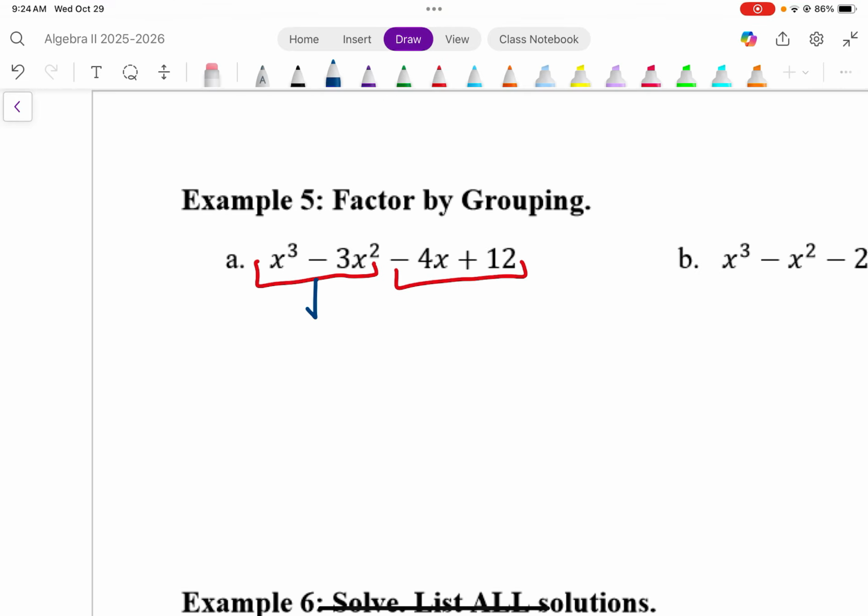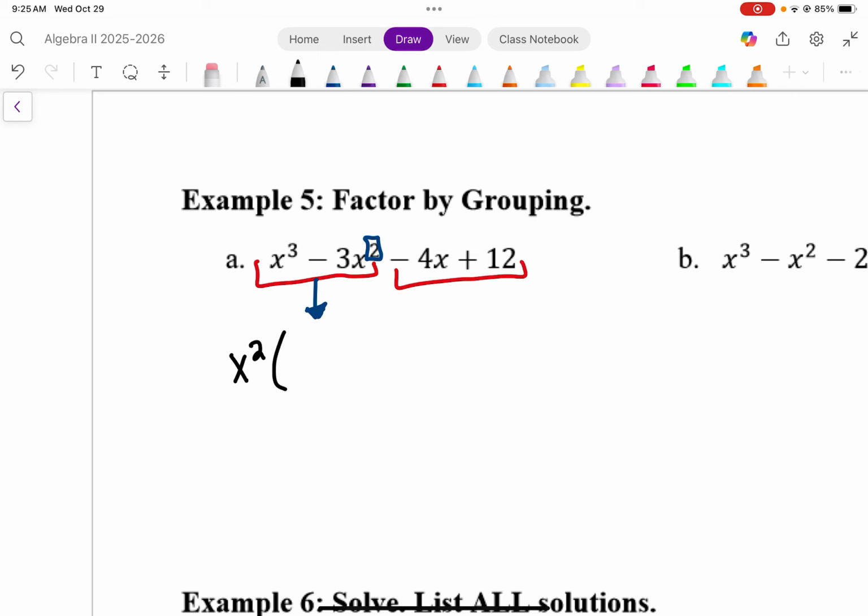So our first group here, we had an x cubed minus 3x squared. We are going to have exponents on our variables that we are going to be able to factor out. So when you're factoring out, you want to look for the lowest exponent of that common variable. So both of these have x's, and the lowest exponent was an x squared. That tells us we're going to be able to factor out that x squared.